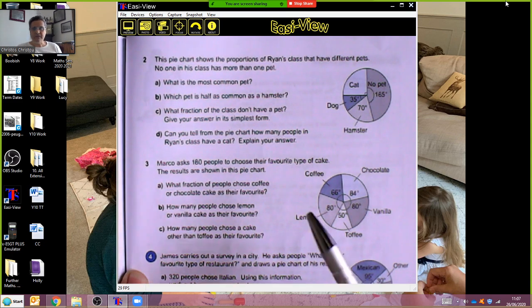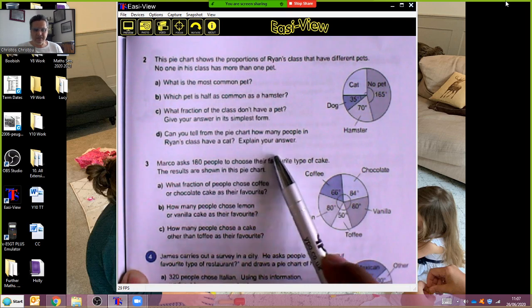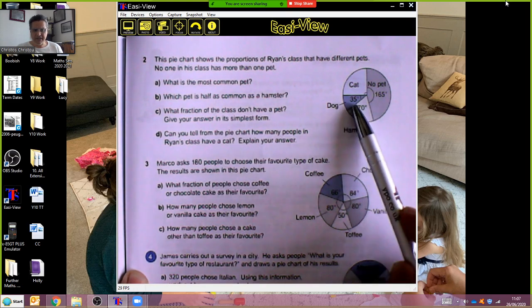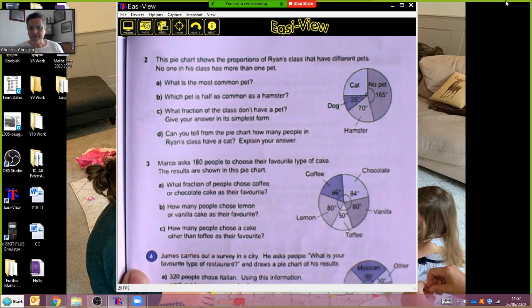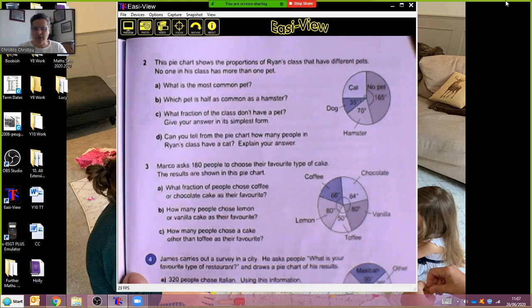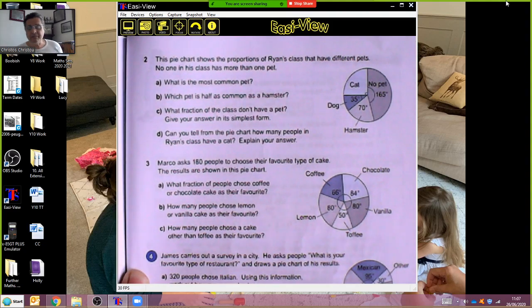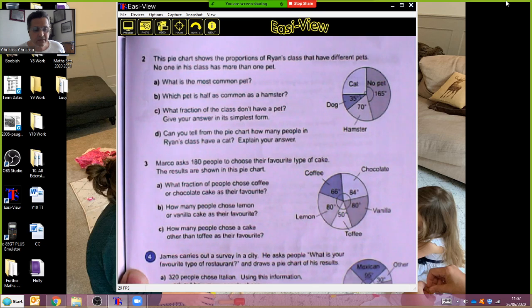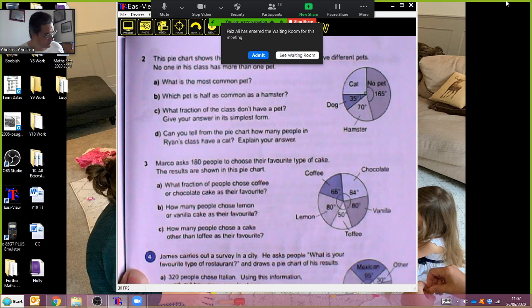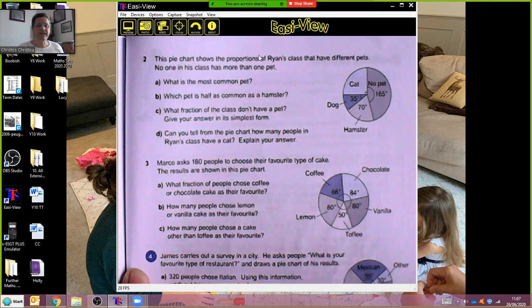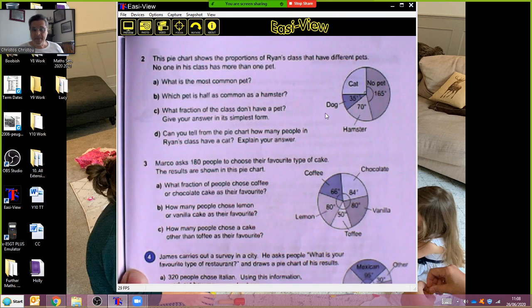I wasn't paying attention. So which pet is half as common as a hamster? Hamster is 70, half of 70 is 35. The answer is dog, or dog, depending on what village you're from. So C, what fraction of the class does not have a pet? And simplify it. So the fraction is going to be 165 divided by, you may now speak. 165. Yeah, that's it. And then you just simplify it without a calculator if you can. Just put in 5s and trim it down as much as you can go. Yeah, because it's out of 360, so that's it.